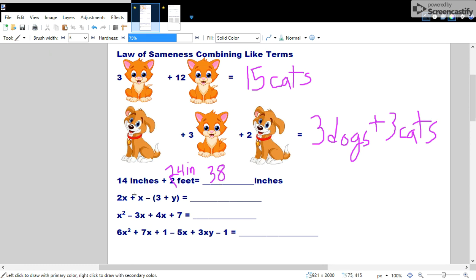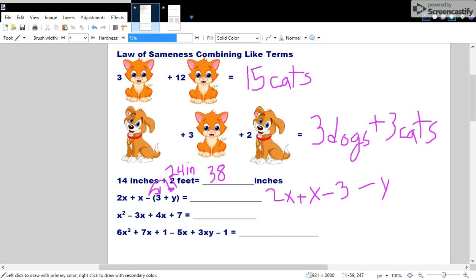Let's combine like terms here. So first, we have 2x plus x minus parentheses 3 plus y. We're going to distribute the negative sign into each term. So then we have 2x plus x minus 3 minus y.